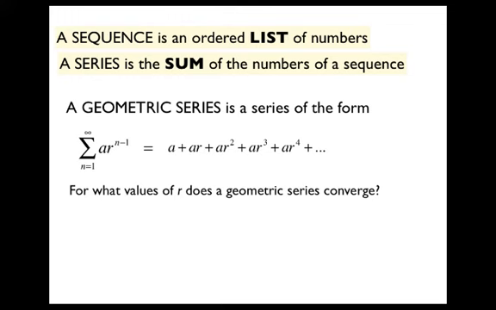So we know that when r is between -1 and 1, the sequence will go to 0, but what we really want to know is for what values of r does the series converge? So our candidates for r are between -1 and 1. Is it going to be all of those or just some of those for which the series converges? Does the situation make sense?